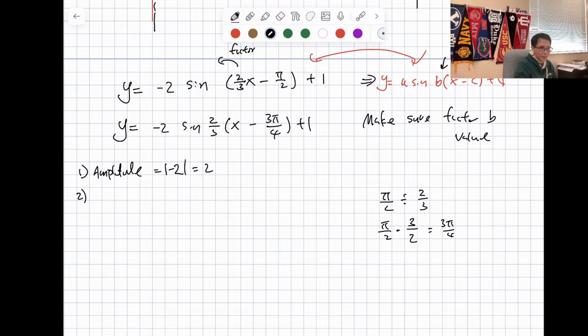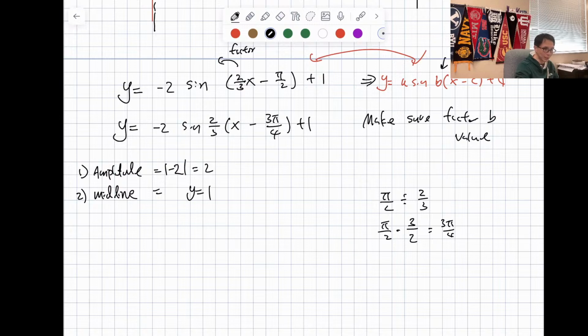Actually, in this case, I'll probably find the midline first. What is the midline in this case? What is it? Midline's what? Not 0, 1. It's a 1. It's y equal to 1.